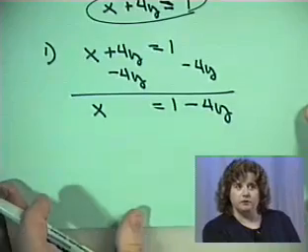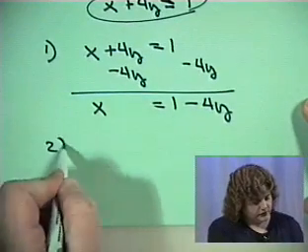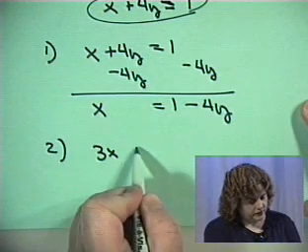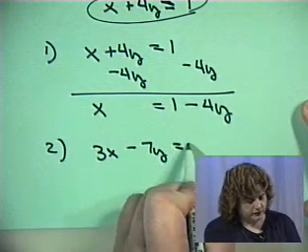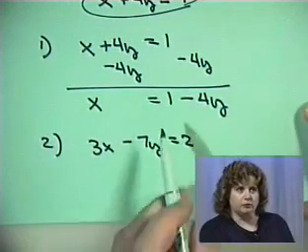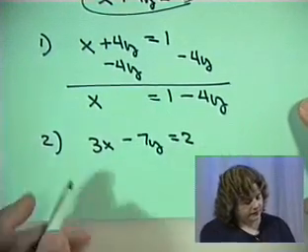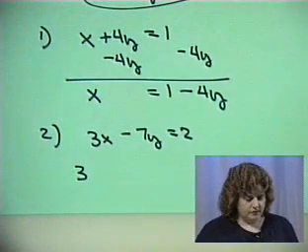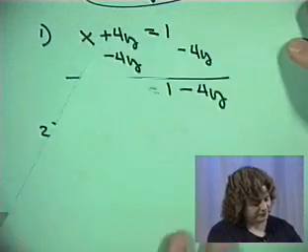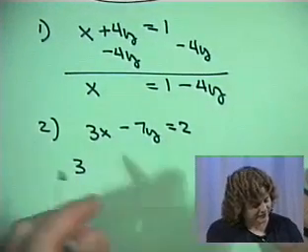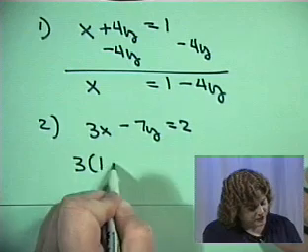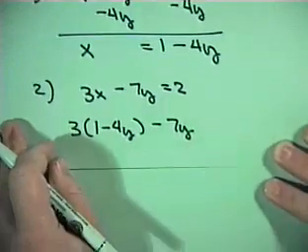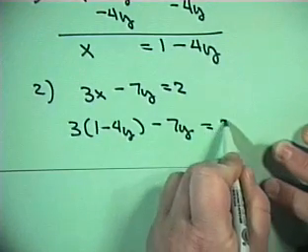Now I'm set to substitute, which is our second step. We'll take the equation 3x minus 7y equals 2, and everywhere we see an x, we'll put in 1 minus 4y. So that will leave us with 3 times 1 minus 4y, minus 7y, and that's equal to 2.